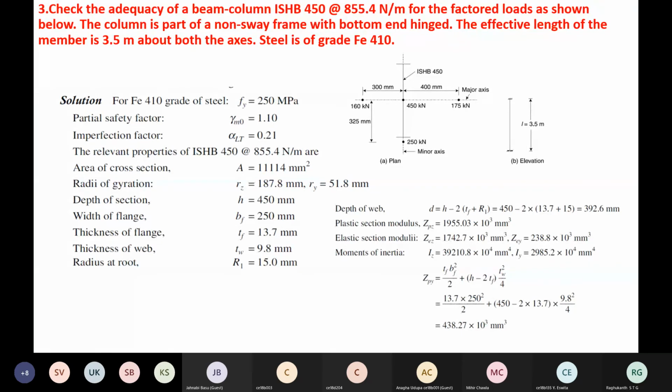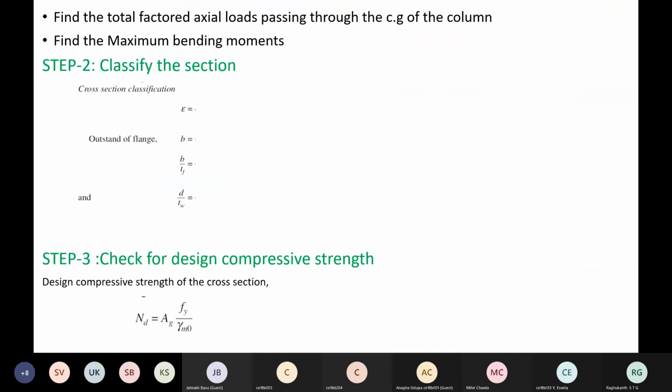So first we have to write down all the given details. That is, for Fe 410, grade of steel is 250 MPa. Partial safety factor gamma m naught, imperfection factor, and all the relevant properties of ISHB 450. After that, you can calculate depth of web, that is D, and plastic section modulus ZPZ, ZPY, and elastic section modulus ZEZ, and also the moment of inertia IZ and IY.